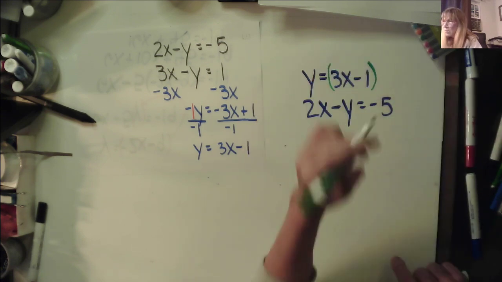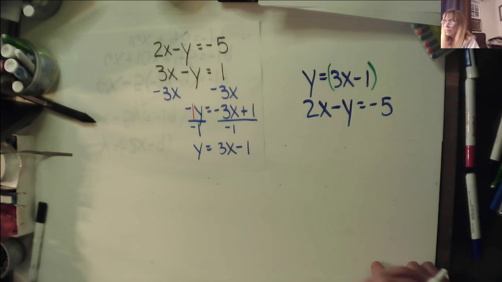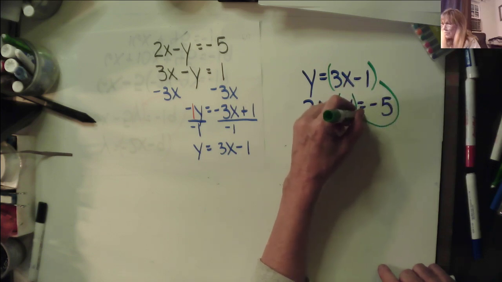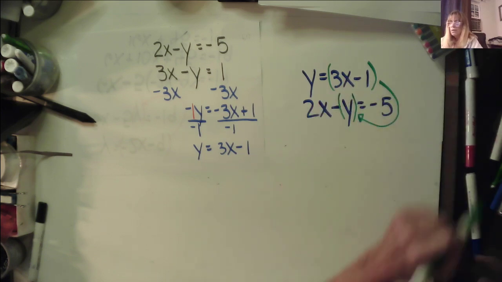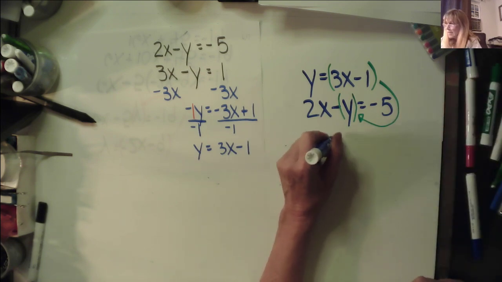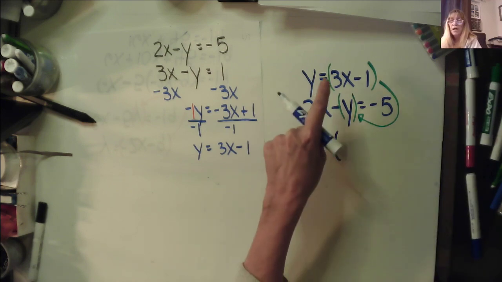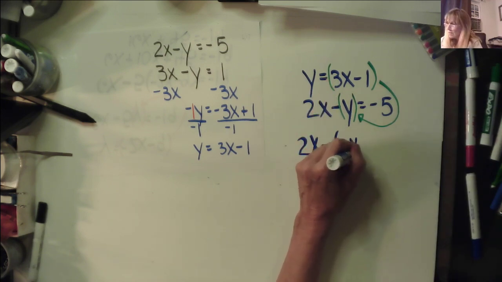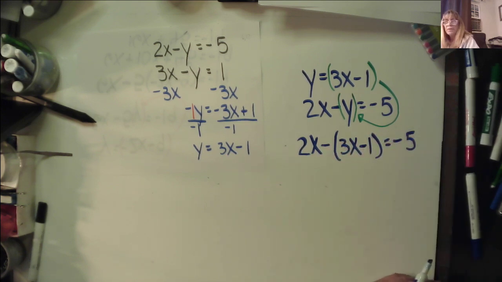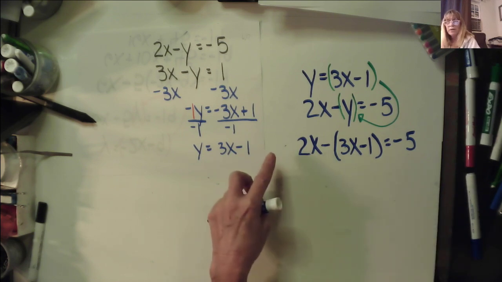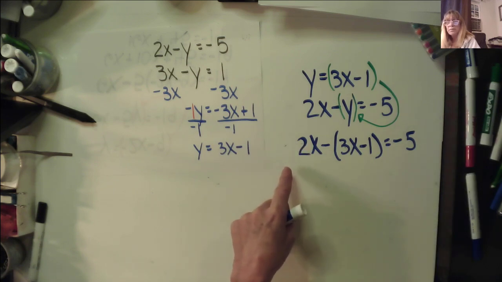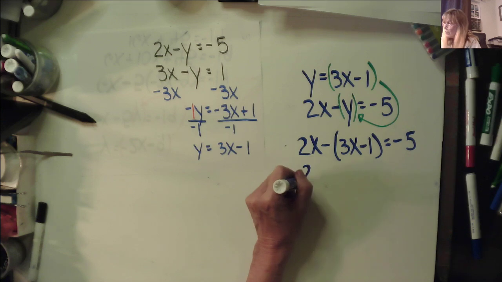Okay, so this is y equals this. Where's my y? It's down here. So I'm going to substitute it in there. So I'm going to write the 2x. I'm going to write the minus sign in the open parenthesis. I'm going to plug in the new name, 3x minus 1 equals negative 5. Goal 1, I have 1 line, not 2. Goal 2, I only have x's. So yay, yay. So I'm going to distribute.